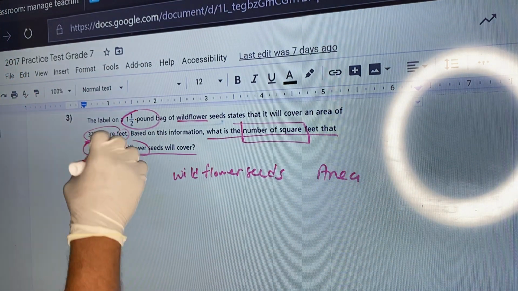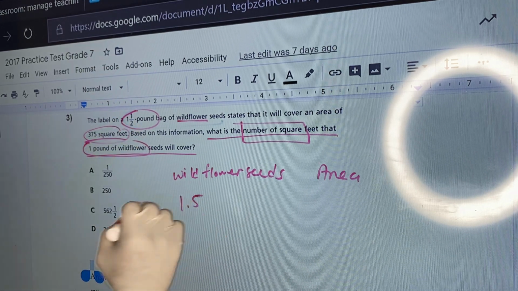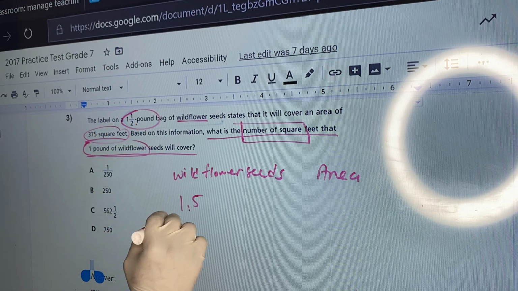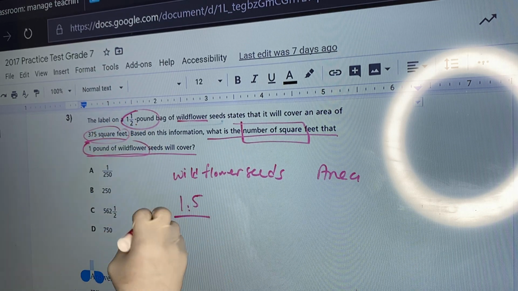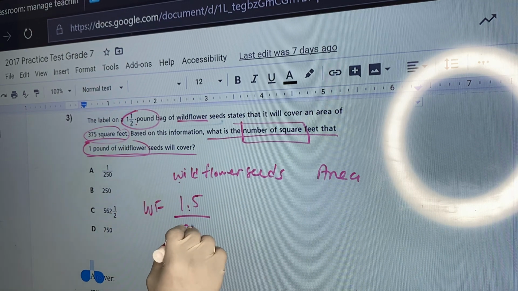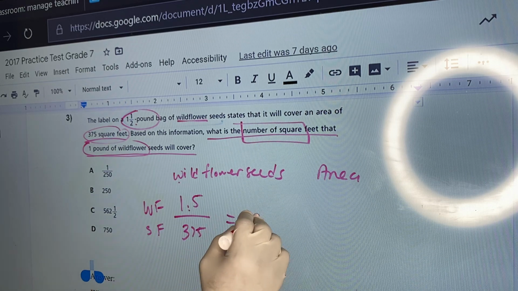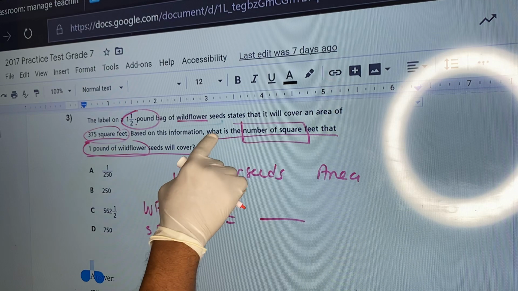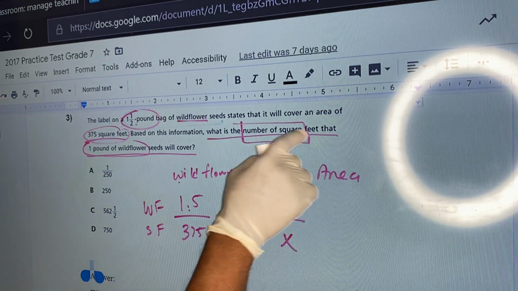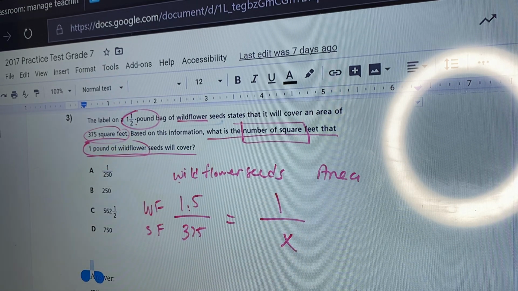So here, 1 1/2 pound of wildflower seeds, you can either write this as a fraction or decimal. 1 1/2 is same as saying 1.5. So 1 1/2 wildflower seeds, I put wildflower as WF over 375 square feet, SF, equals, now it says the second proportion, what is the number of square feet? So we don't know what that is, so we'll put X. That will cover a 1 pound wildflower seed. And here's our proportion.